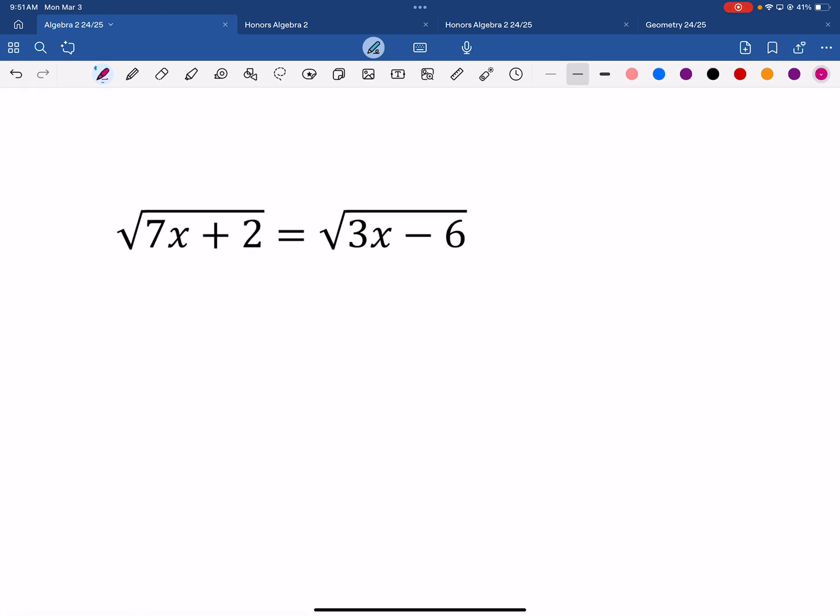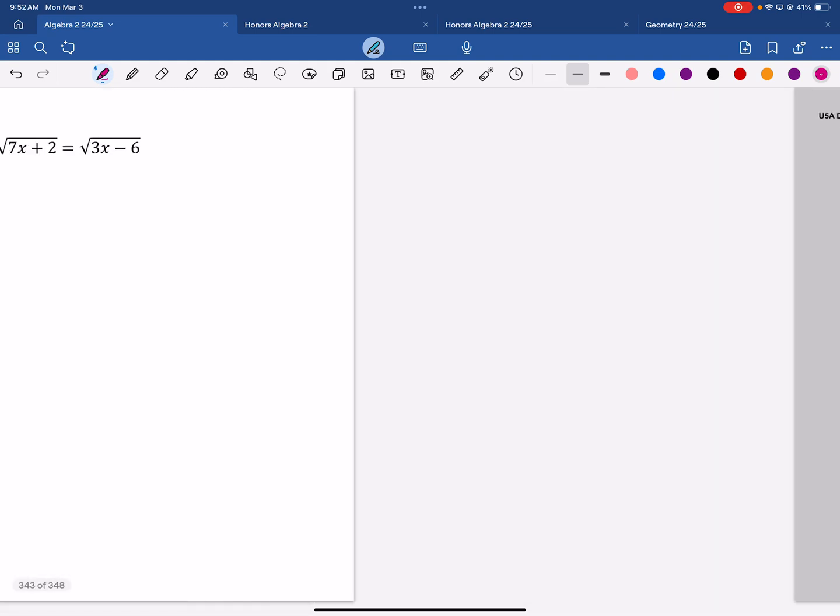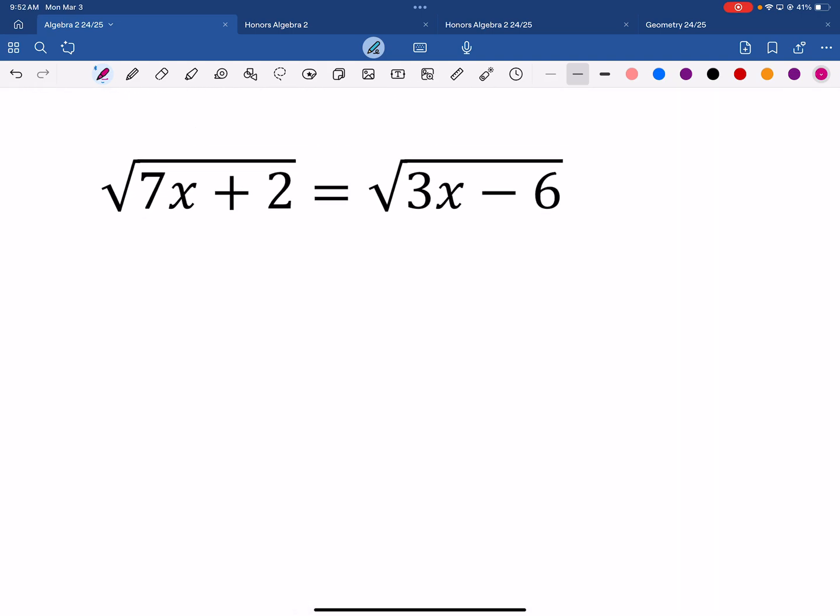What happens if you have something like that? A little different. So we have the square root of 7x plus 2 is equal to the square root of 3x minus 6. So it looks a little different. We don't have anything being added or subtracted, and we've got 2 separate radicals. Ideas. Square it. If I square both sides, very good.